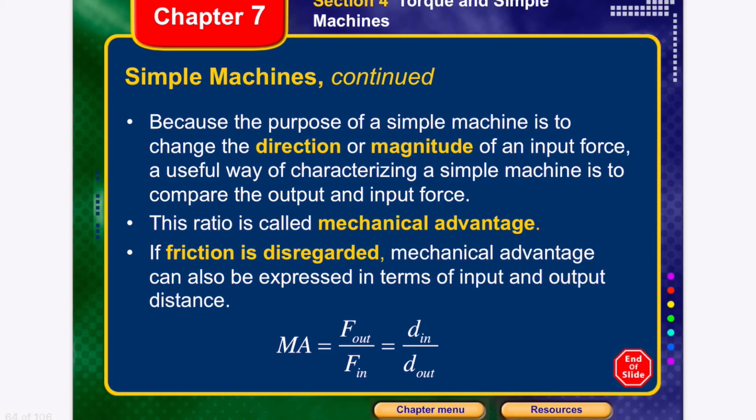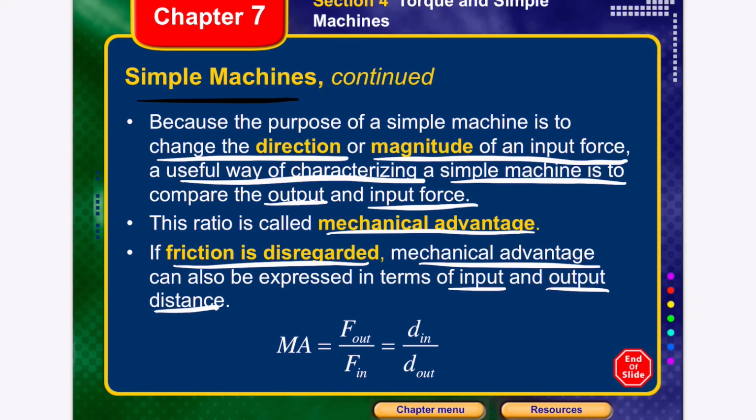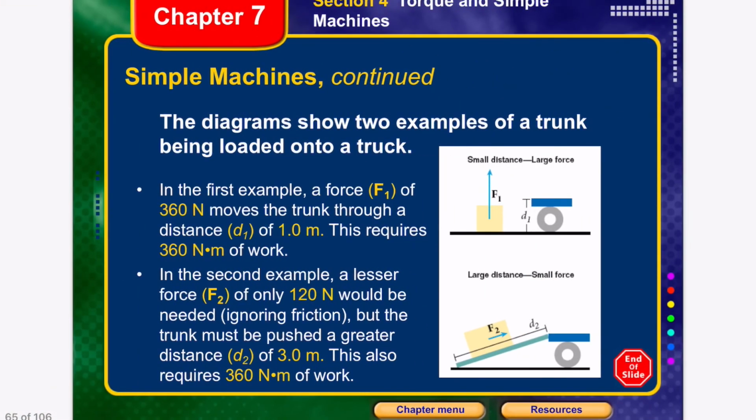Now, the purpose of a simple machine is to change the direction or magnitude of an input force, and a useful way of characterizing a simple machine is to compare the output and the input force. The ratio of this output to input is called the mechanical advantage. If you disregard friction, the mechanical advantage can also be expressed in terms of input and output distance. So, mechanical advantage is the output force over the input force, or the input distance over the output distance.